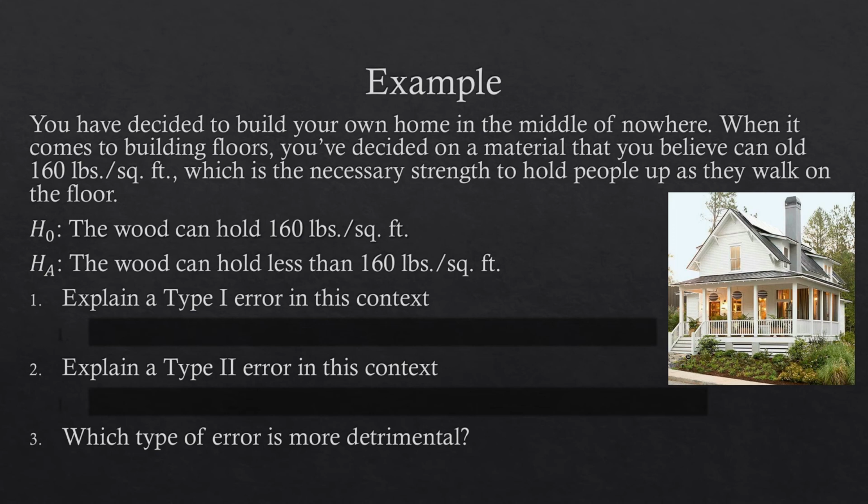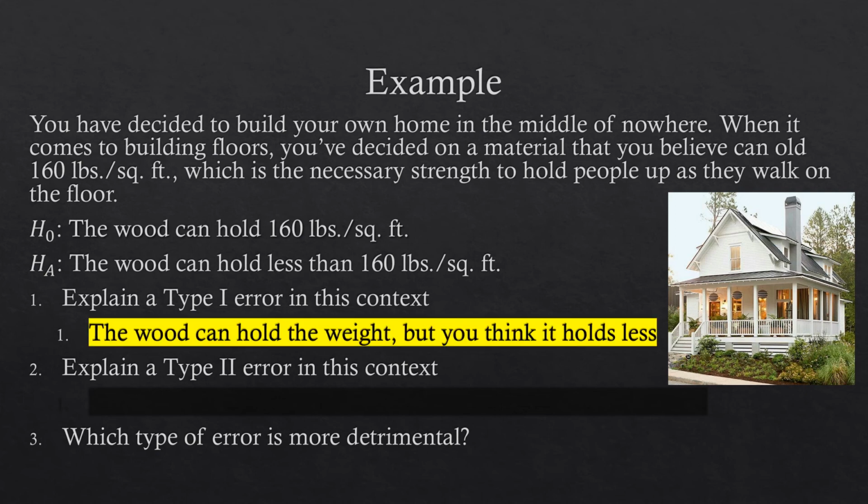So you've decided to build your own home in the middle of nowhere. This one is what I would like to see in a house that I could buy someday. It's probably never going to happen though. Okay, when it comes to building floors, you've decided on a material that you believe can hold 160 pounds per square foot, which is the necessary strength to hold people up as they walk on the floor. So our null hypothesis is that the wood can hold 160 pounds per square foot, and the alternate is that the wood can hold less than 160 pounds per square foot. So type 1 error, type 2 error, think about those and what one is more detrimental.